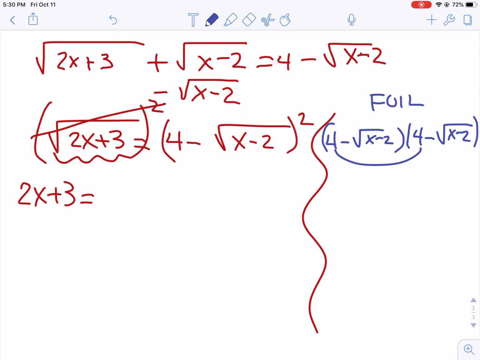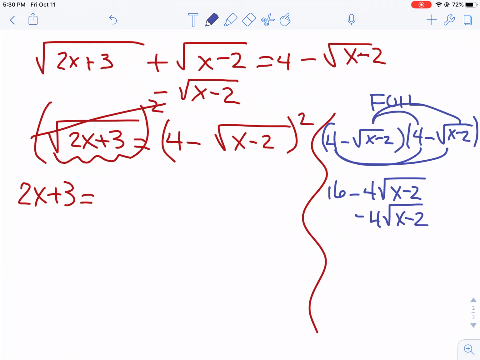So I take 4 times 4, which is 16. I take 4 times that, so I just leave that 4 outside, 4 times the square root of x minus 2. Then I do it again, so minus 4. I'm going to go ahead and actually write this underneath, kind of weirdly. And then you have the last thing, which is the square root of x minus 2 times itself. And when you take something times itself, that's squaring it. So when I square root a square, I'm just left with what's underneath. So I get plus x minus 2. And it's a plus because it's a negative times a negative.